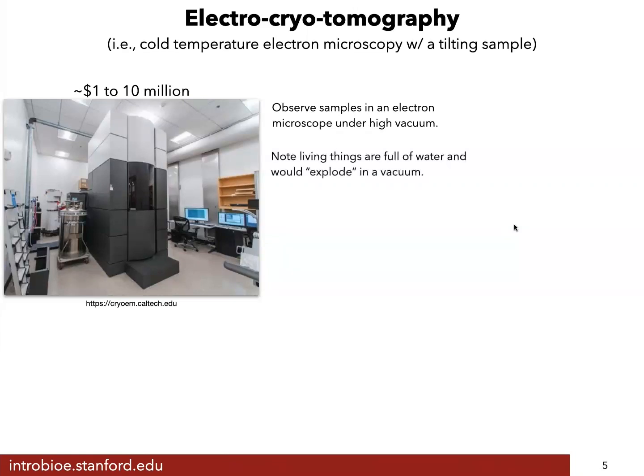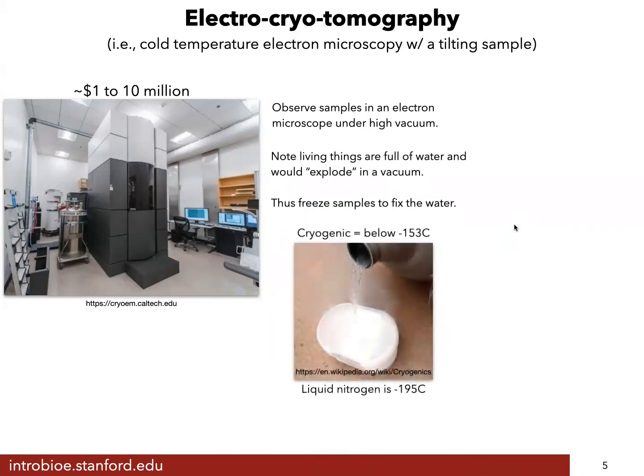And you don't want that to happen because you can't really see what the thing looks like if it blows up, if it bursts, right? The thing that's full of water in a vacuum, quote, explodes or bursts. To solve that problem, one approach is to freeze it. And so you could freeze the living sample quickly to fix the water so that the water can't evaporate into the vacuum. It will eventually, but not in the same way. And so the way this works is to use something really cold, something cryogenic, hence cryo electron microscopy.